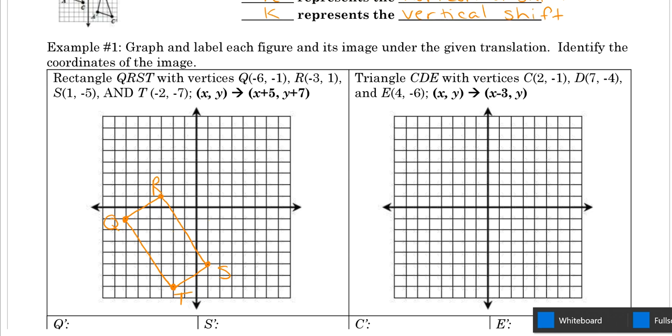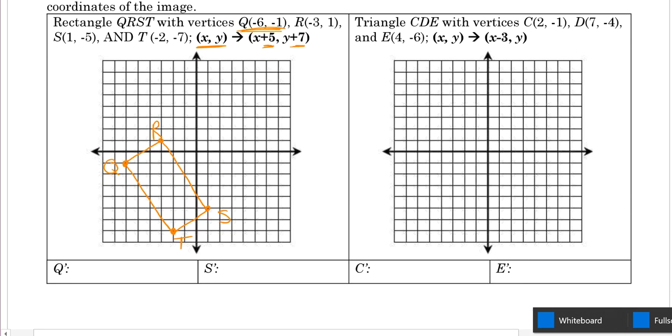If we are going to translate this, we are going to look at the coordinate notation here. Our ordered pair from our pre-image, we are going to be adding 5 to the x value, which would be moving to the right 5 spaces. And then we would be adding 7 to the y value, which would be to move up 7 spaces. We can do this one of two ways. You can do the math of it. If I look at my ordered pair at Q, which is -6, -1, if I take -6 and add 5, then I get -1. And if I take -1 plus 7, I get 6.